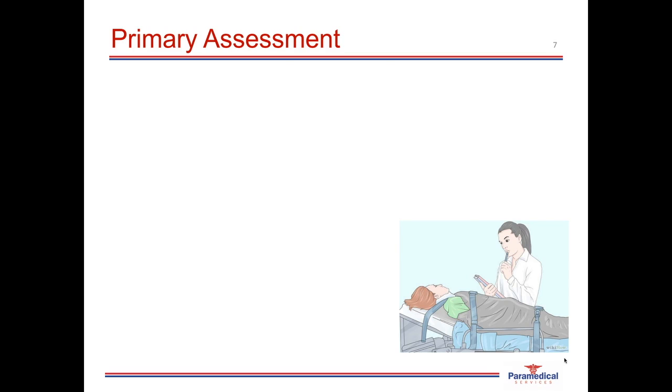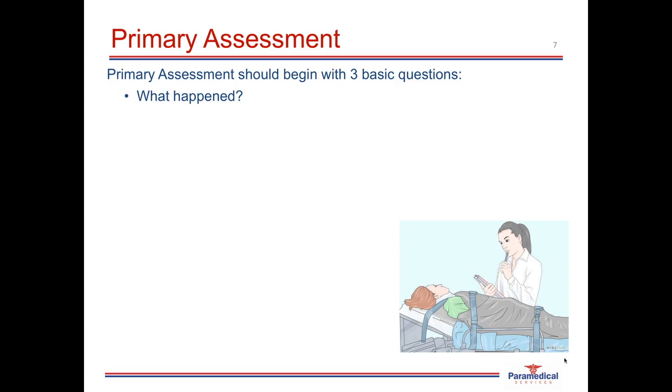When conducting the primary assessment on the patient, it should begin with 3 basic questions. What happened? Can you take a deep breath? And do you have any pain? Asking what happened helps us to determine, is this a medical or trauma case, if it's not obvious by looking at the scene and conducting a scene size-up. This also gives you a bit of a history of the incident and how the patient came to be in this condition.